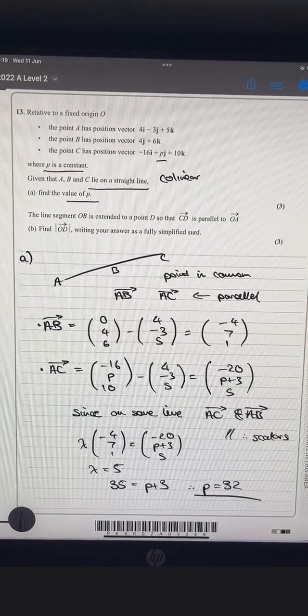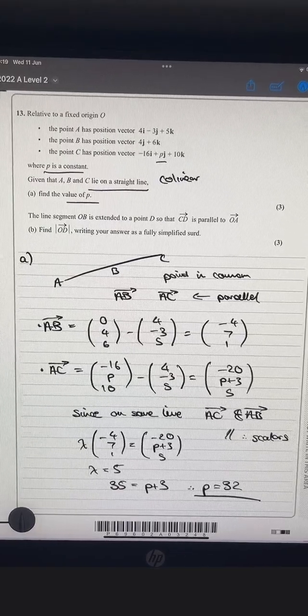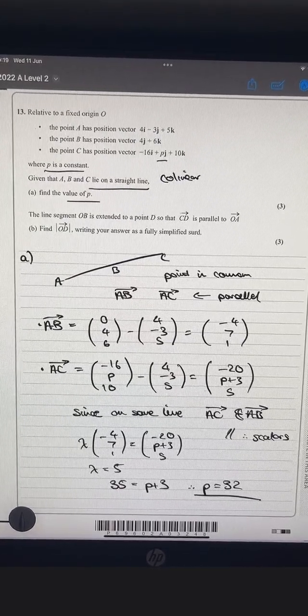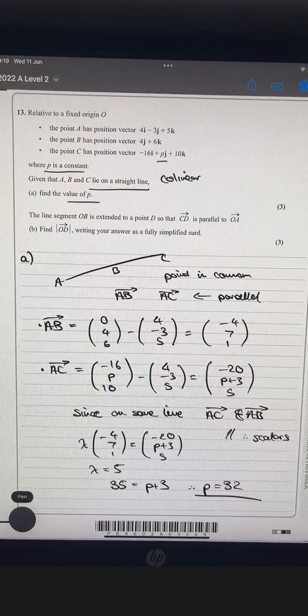Column vector supremacy, exactly. Am I doing another paper? I'm not doing another full paper. I'm gonna do a couple of the last 3 questions from the 2021 paper, I believe.